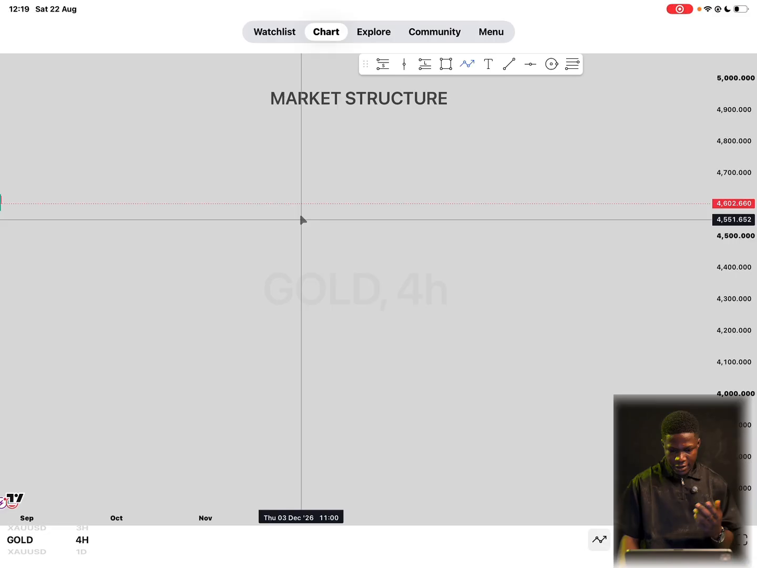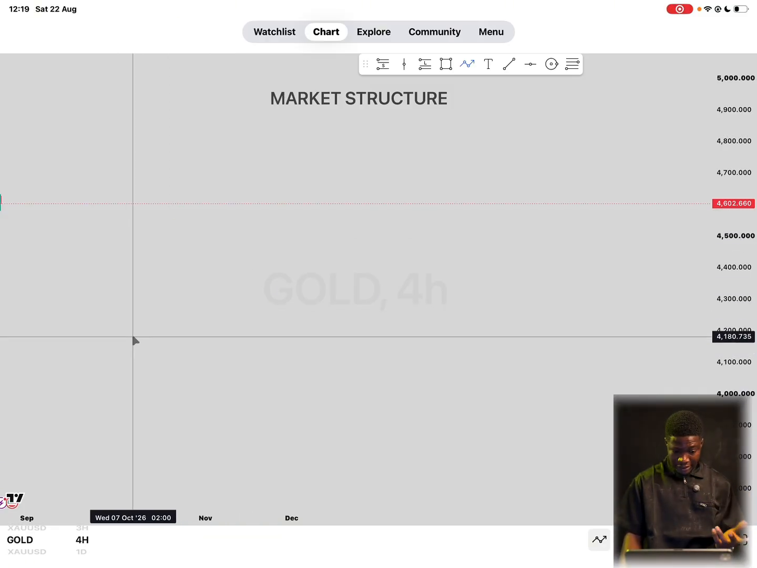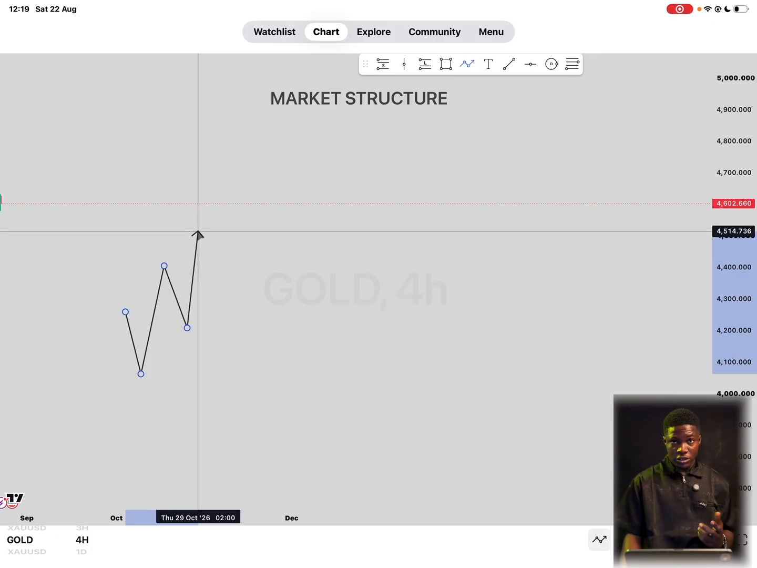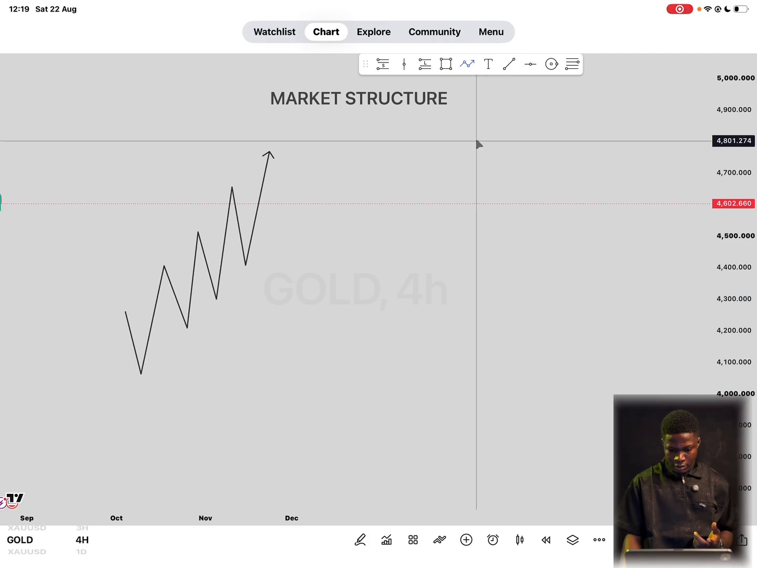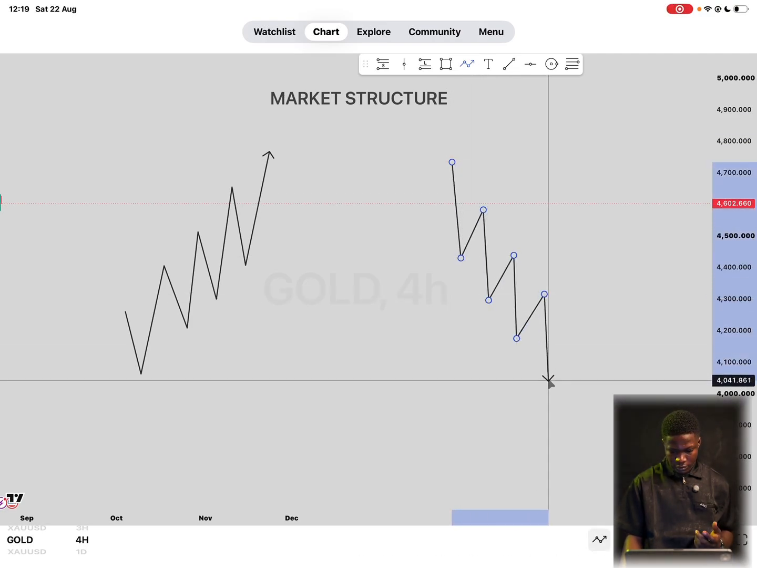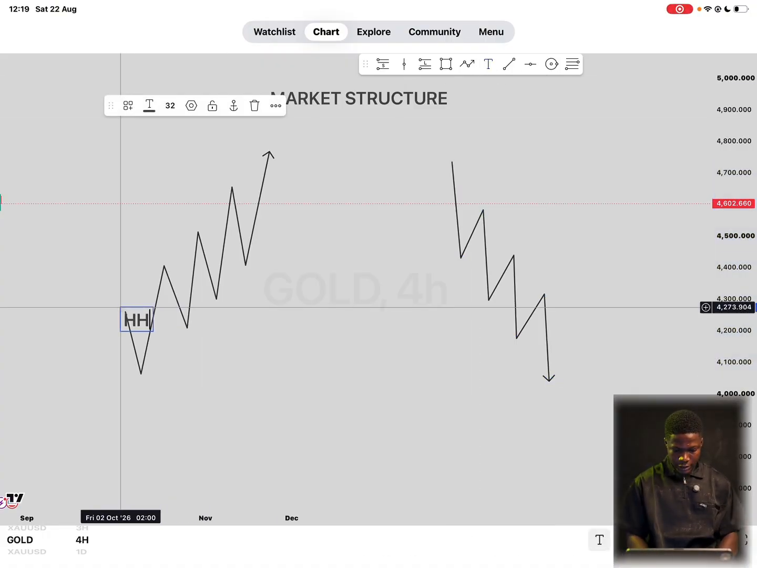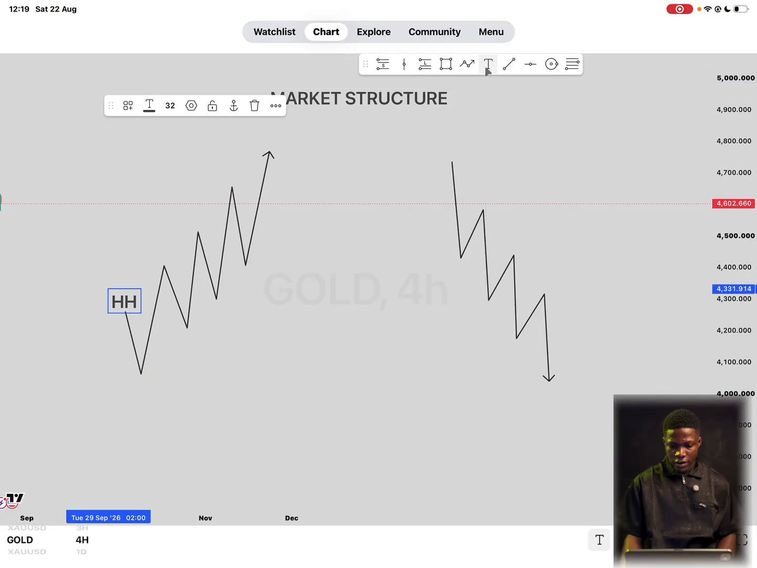So let's say we have two types of market structure. We have the trending market and we have the ranging market. So this is the trending. Under the trending market, we have the uptrend, which is a series of higher highs and higher lows, right? We have the uptrend and we have the downtrend. And we say the uptrend consists of higher highs and higher lows, right?